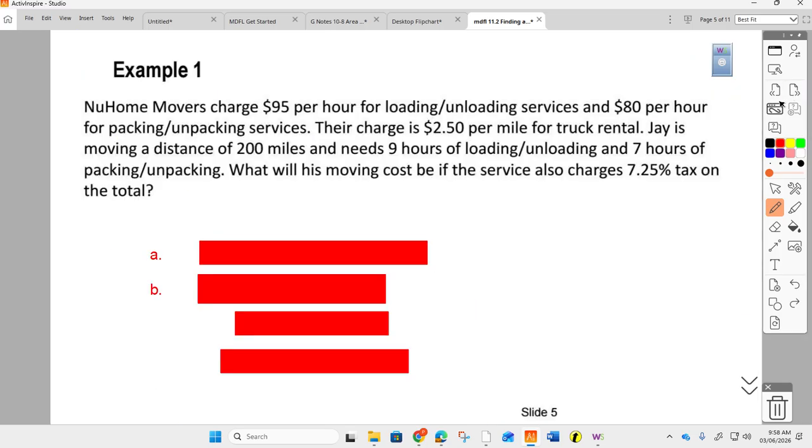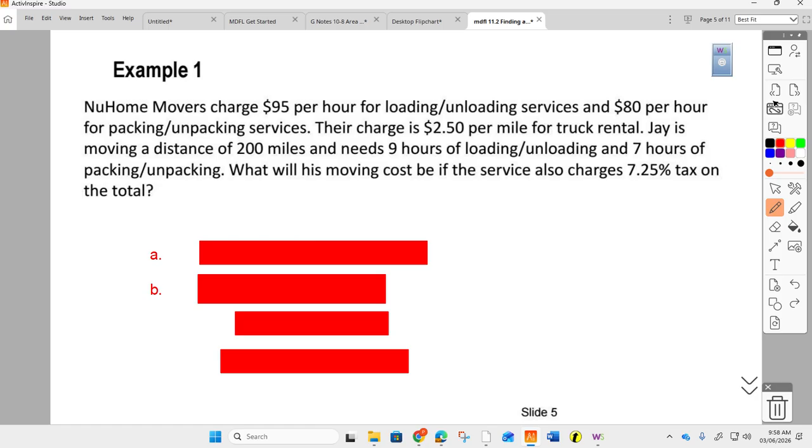All right, we're going to start by seeing some typical expenses that you might pay and how it's presented to you for moving. We are going to write a system of equations, but not yet. New home movers charges $95 per hour for loading and unloading services. So you've already got the boxes packed. You've got them in your house. They'll pick them up from your house and put them in the truck. When they drive the trucks to wherever you're moving, they'll take the boxes out of the truck and unload them and put them in your house. Make sense?